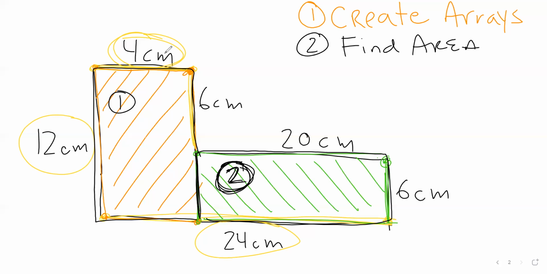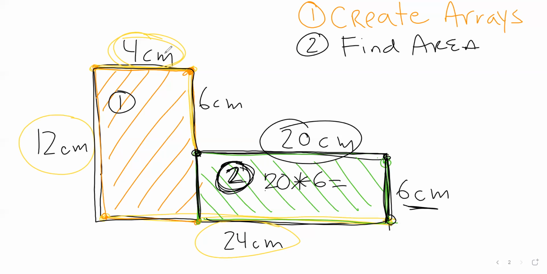What I realize is that I do know my columns, right? I have 20 columns. So I'm going to take 20 columns and multiply that by the 6 rows that I have. Let's see, 6 times 2 is 12, and then that's 10 times bigger. So that's 120 centimeters squared. So this rectangle 2 has an area of 120 centimeters squared.